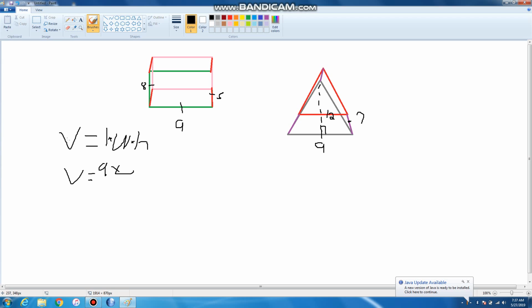Oh, whoops. Times 5 times 8. That's not an 8. That looks like a 0. Alright, there you go. Sorry for my poor handwriting. It's not the best because I'm in Paint, but, you know. So all you gotta do is just multiply this all together, and you should get 360 as your final answer.